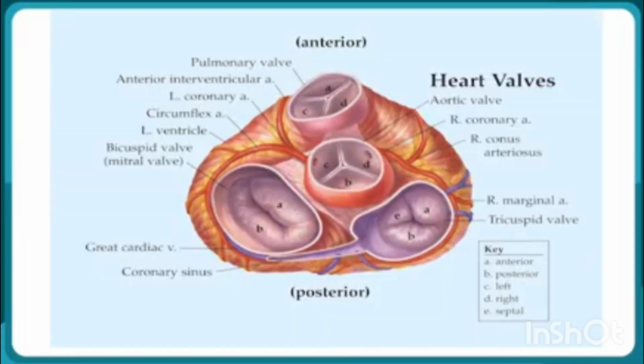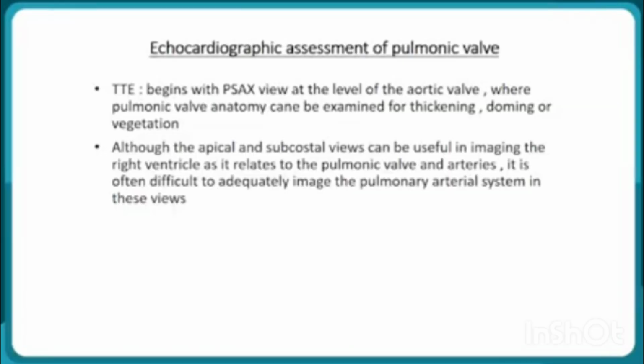As shown here, the pulmonary valve is the most anterior valve and it has three cusps named the anterior, right and left leaflets. For echocardiographic assessment of the pulmonary valve, transthoracic echo first begins with the modified short axis view at the level of the aortic valve, where pulmonary valve anatomy can be examined for thickening, doming or any vegetation.